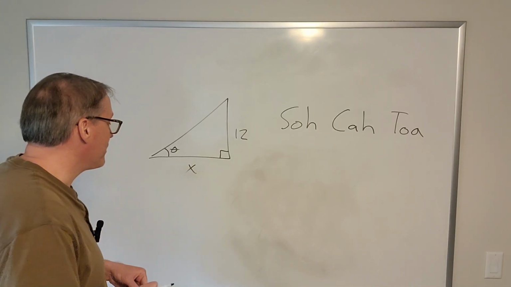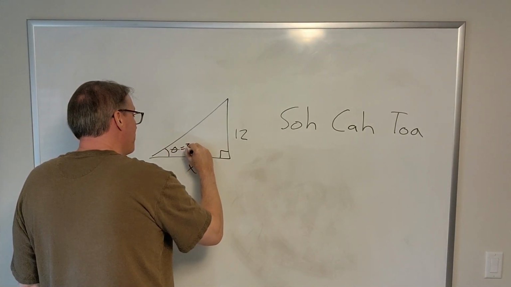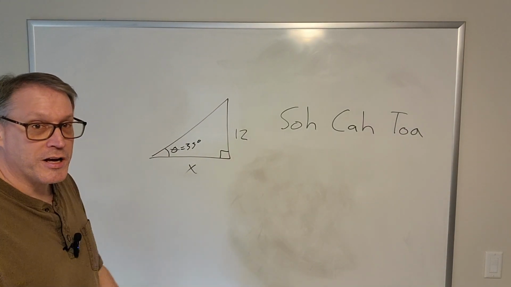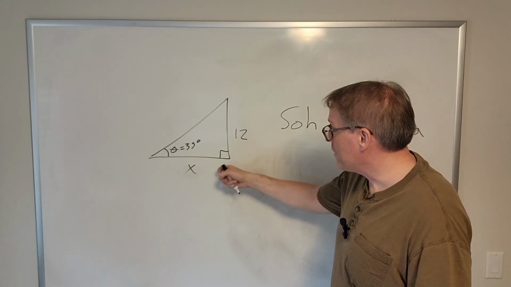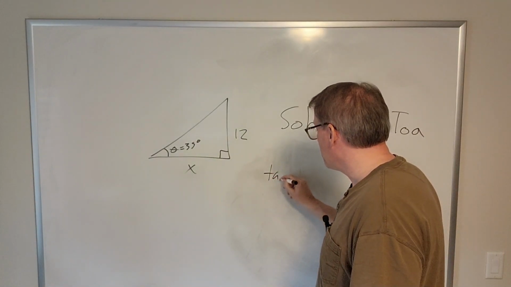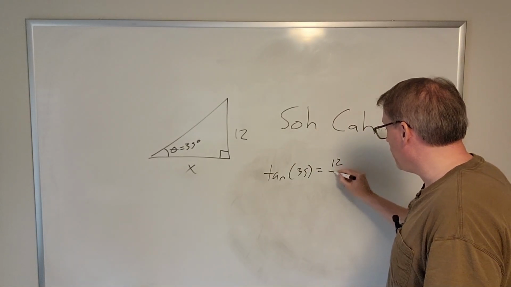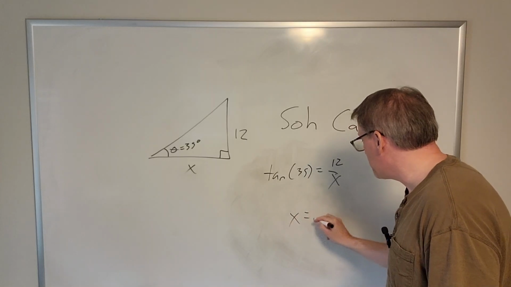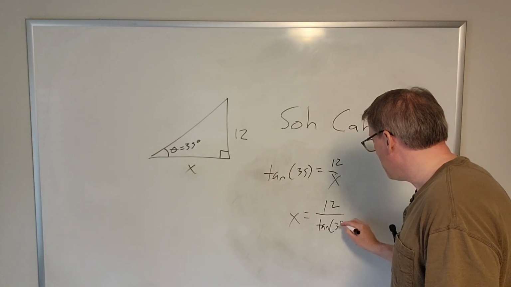Find the side length x if this angle is 35 degrees. Give it a shot. In this case, the only sides we have access to are the opposite side and the adjacent side, so we're really looking at tangent here. So we have tangent of 35 equals opposite over adjacent, 12 over x. So, well, multiply both sides by x, get one on this side, 12 over tangent of 35 on that side.